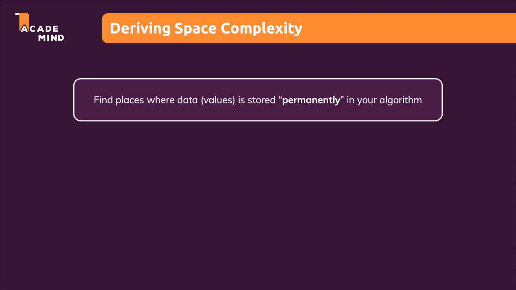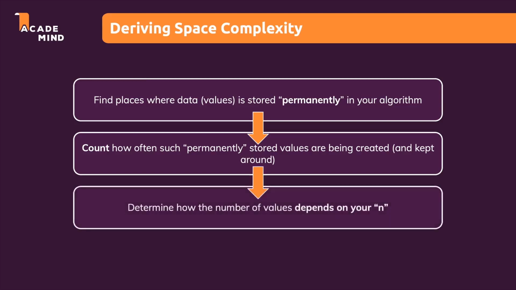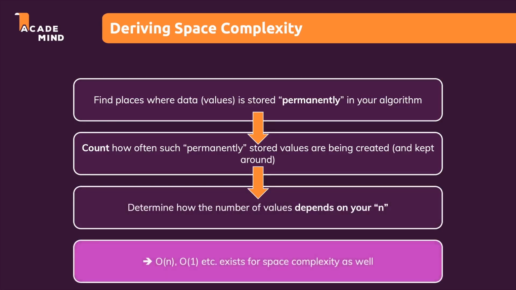So we want to look out for values that survive multiple loop iterations or multiple recursive steps in our algorithm, and then we simply count how often such permanently stored values are being created. So how many such permanently stored values we have in our algorithm. And that then allows us to determine how that number of permanently stored values depends on n, and this ultimately allows us to derive a big O notation.